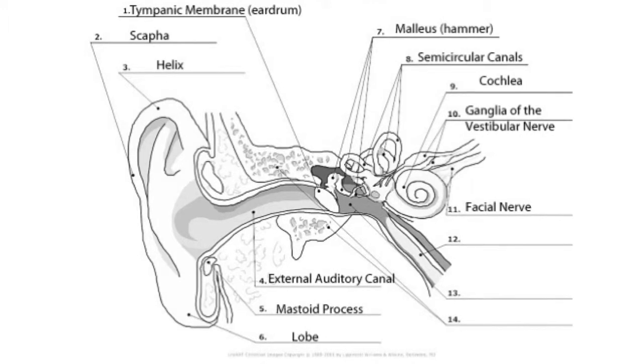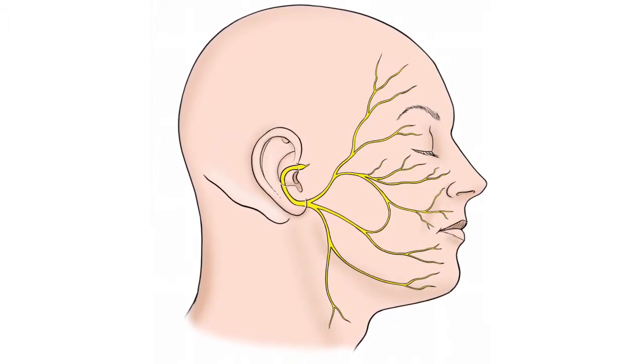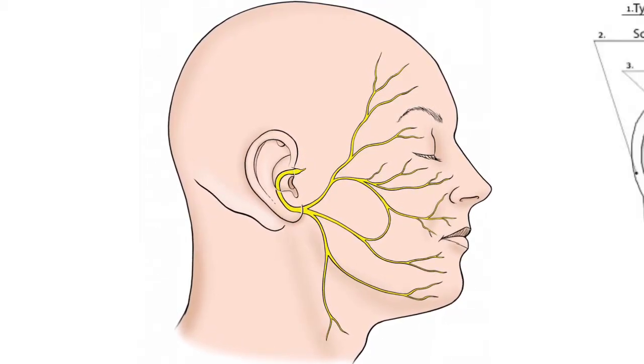Next is the facial nerve. The facial nerve's function is to control most of the muscles of facial expression. It is found in the inner ear.